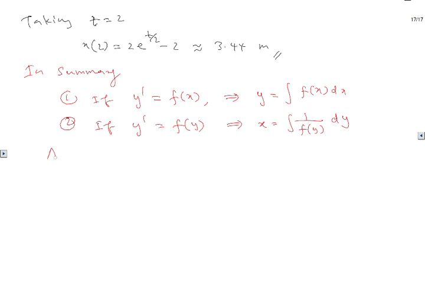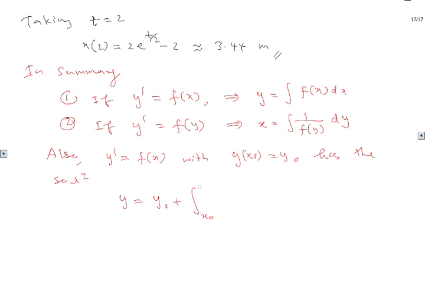And also we have: y prime equals f(x) with the condition y(x naught) equals y naught has the solution y equals y naught plus the integral from x naught to x of f(s) ds. You can use this directly as a formula. So this is a summary of what we did in this discussion.